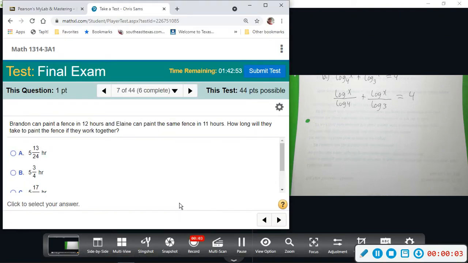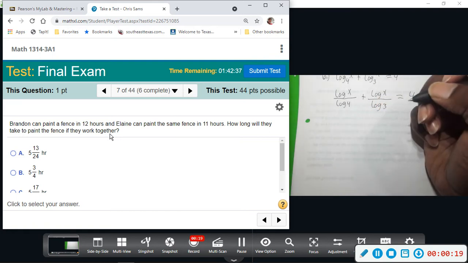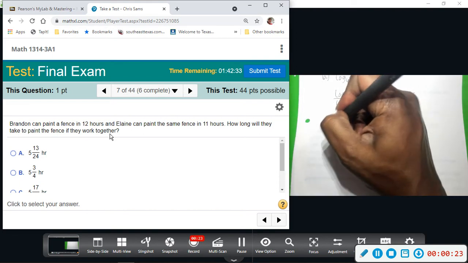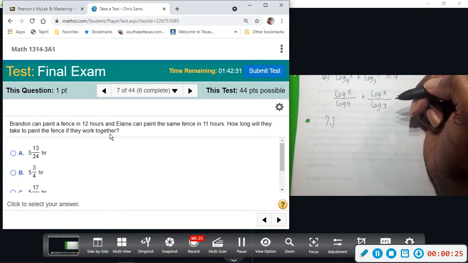Alright, number 7. Brandon can paint a fence in 12 hours. Elaine can paint the same fence in 11 hours. How long will it take them to paint the fence if they work together? Okay, so this is a related work problem. Most of these are done the same way. So in this example, we're going to do ratios or rates.